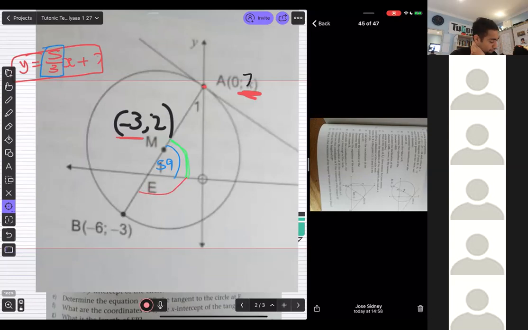Which one is smaller? Blue or red? Red. The blue is smaller. And that's what your calculator tells you. Your calculator tells you the smallest angle that the graph makes with the positive x-axis. Do you guys see that?